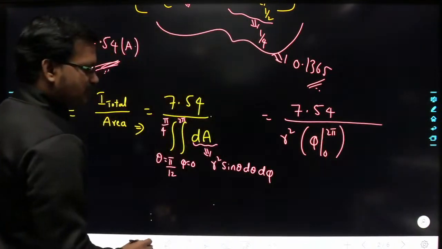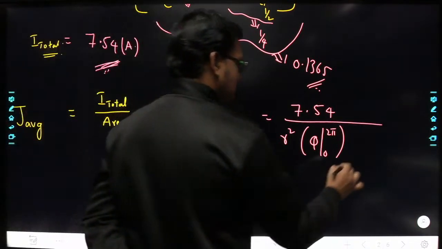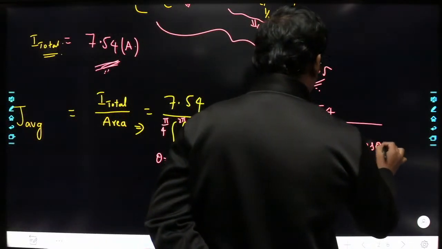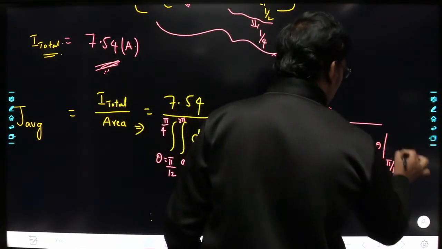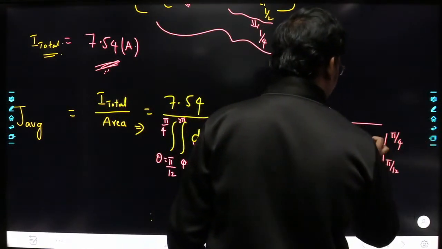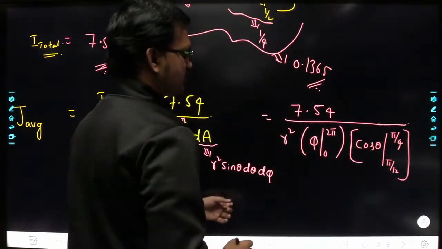So next, what is left out here? Integral sin theta. Integral sin theta is nothing but cos theta. Its range is from pi by 12 to pi by 4. Okay. So substitute this one here. What you are going to get?